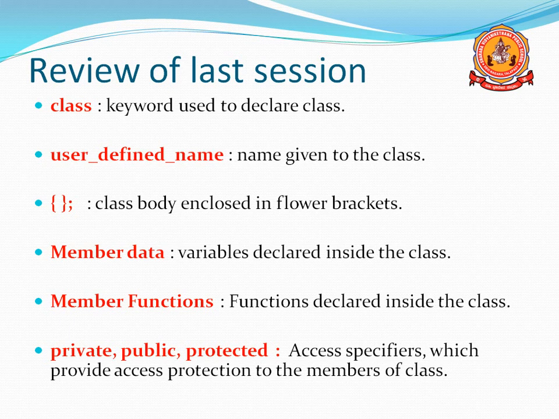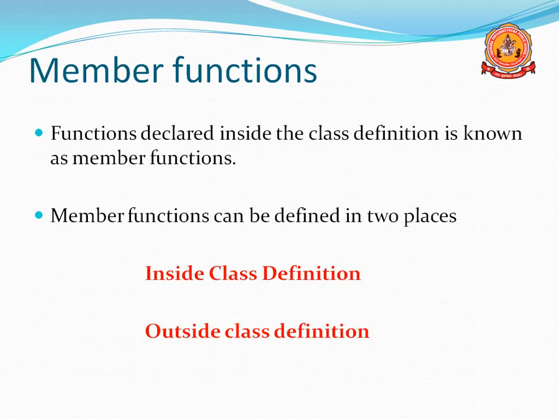Next, member data is a variable declared inside the class. Then functions declared inside the class are known as member functions. Then different levels of access specifiers: private, protected and public. These access specifiers provide access protection to the members of the class. Members of the class means member data and member functions. For these data members and member functions, the access specifier will provide the protection.